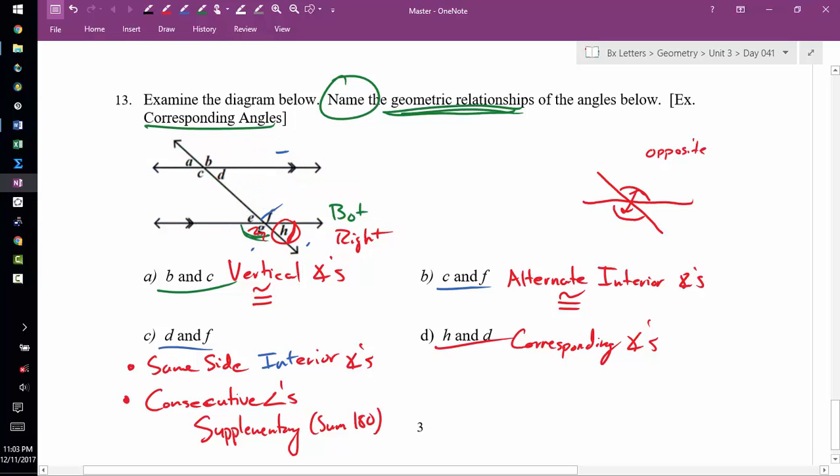And if you want to know all of the corresponding angles, we got D and H. We've got A and E. We've got B and F. And then we've got C and G. And corresponding angles are congruent.